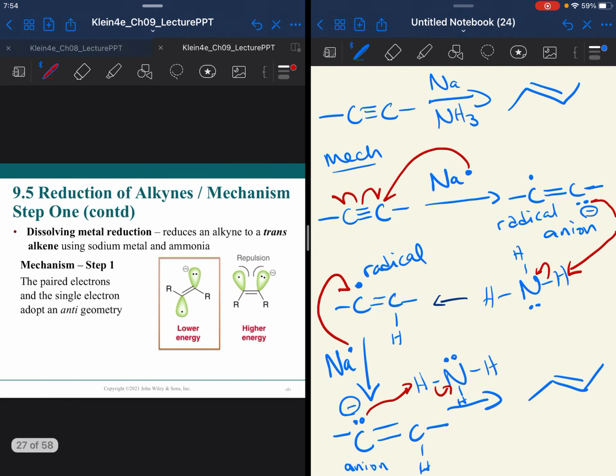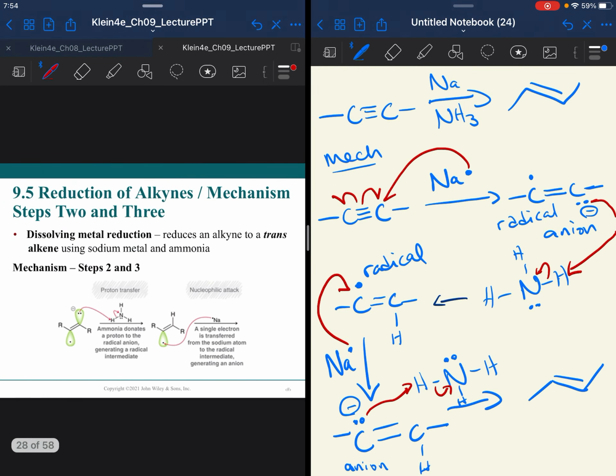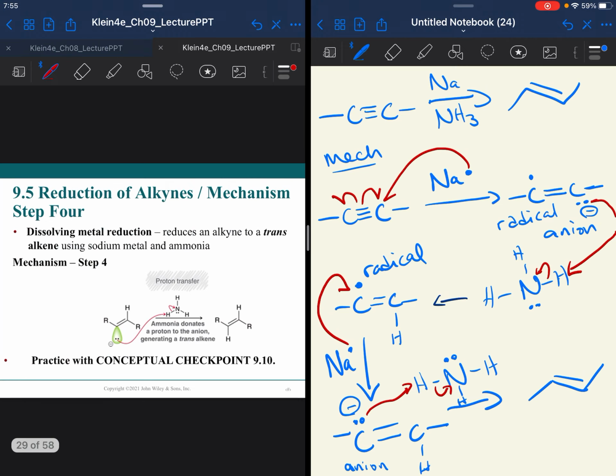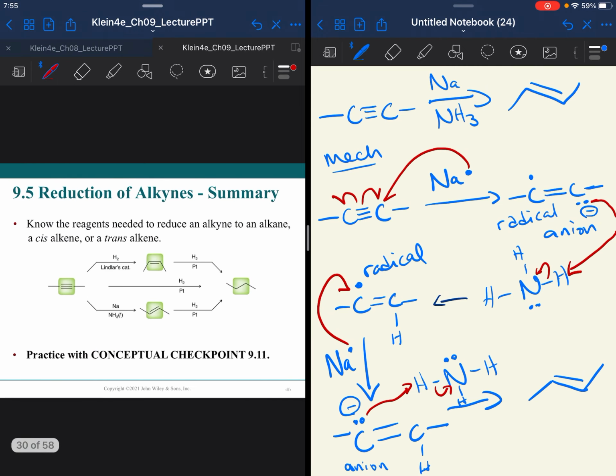The slides go through each step just as we did throughout this video, so you can walk through those and read them as well. So when we talk about reduction of alkynes, here is a summary. You can take an alkyne to an alkene, a cis alkene, a trans alkene, or all the way down to an alkane. And everything can be taken to an alkane with H2 and platinum, palladium, or nickel.